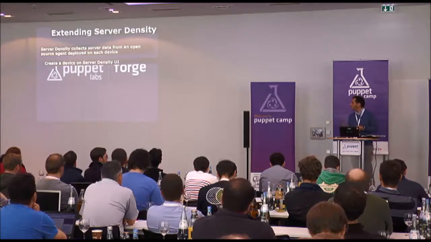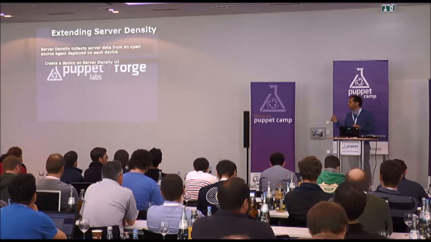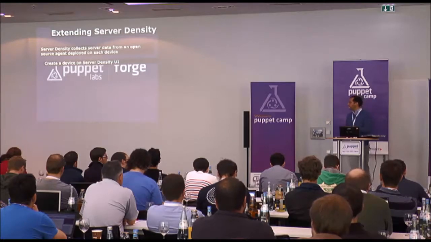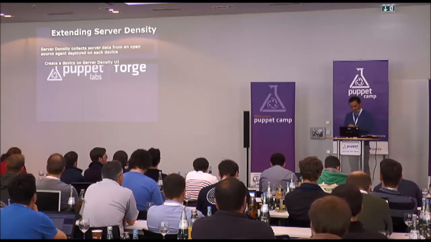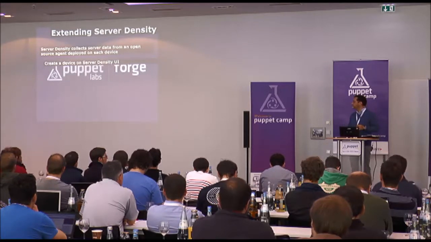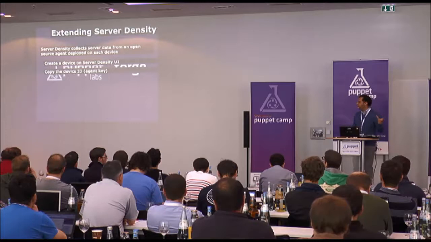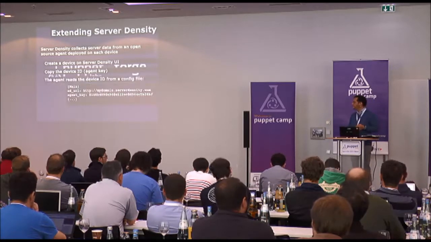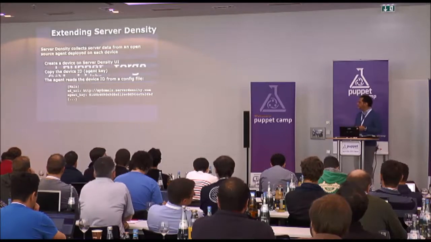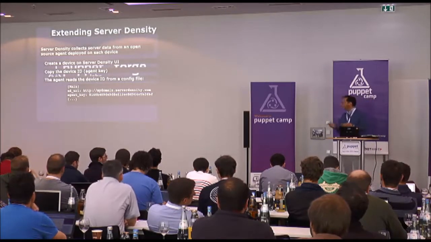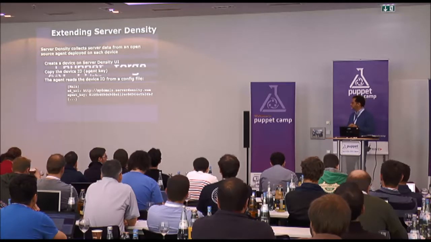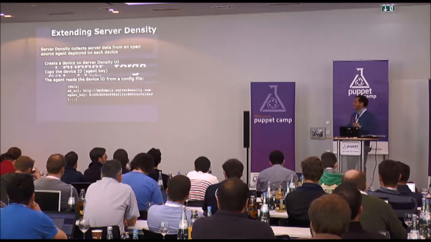What I'm about to describe is the workflow of how to manually use this agent and install it. So basically, you go to the Server Density UI, you create a device, you copy the agent key, which is the device ID that you see on the UI, and move it to a configuration file. So the agent configuration file is something like that. You have the agent key, and you have your own domain at serverdensity.com. So this is the manual setup.